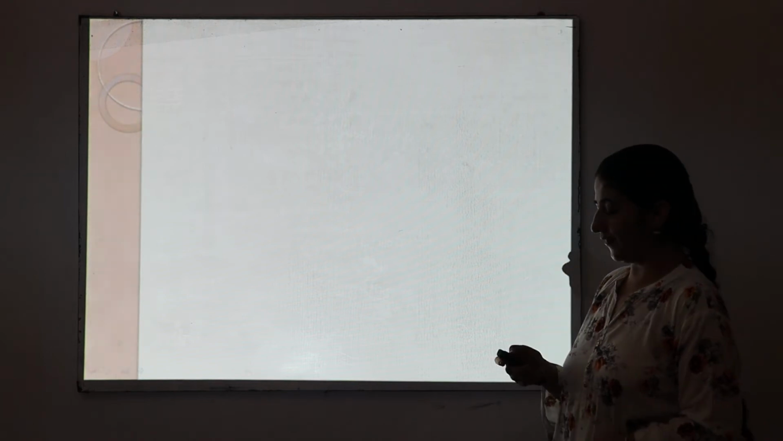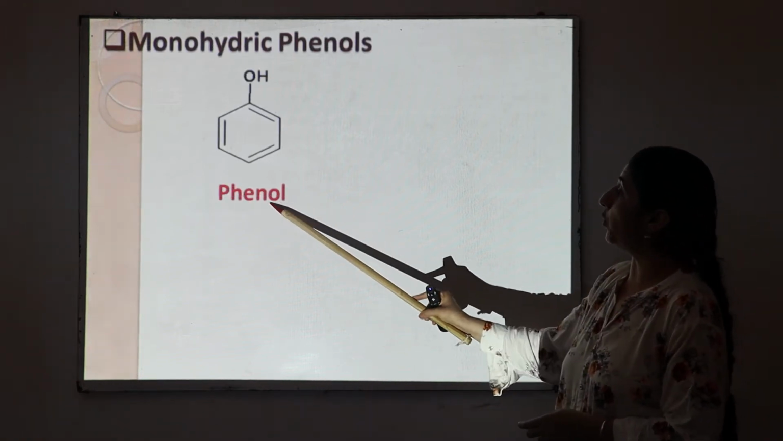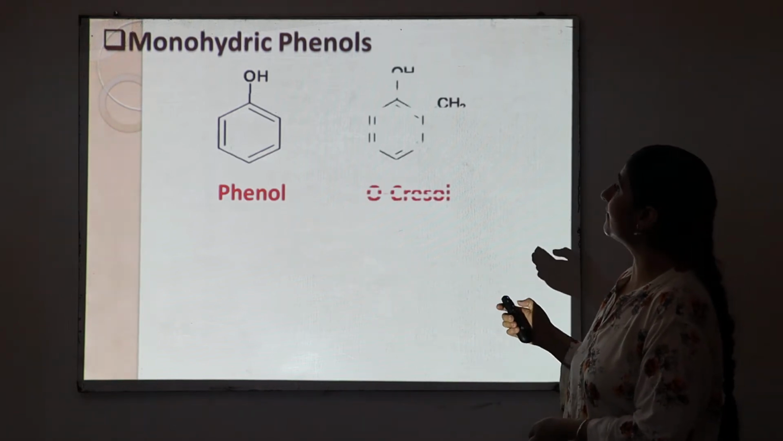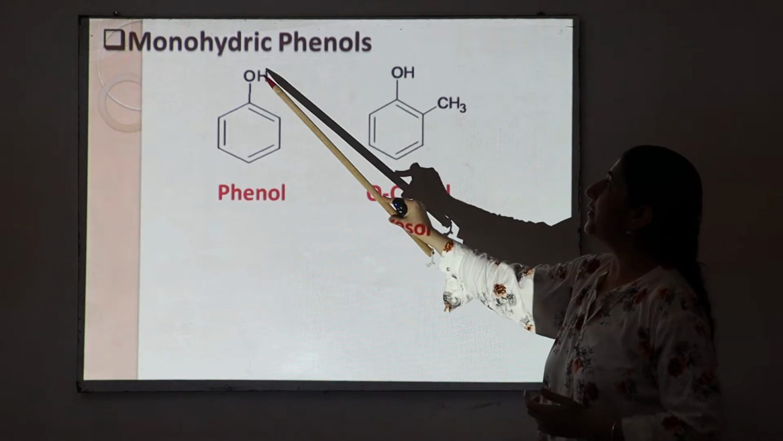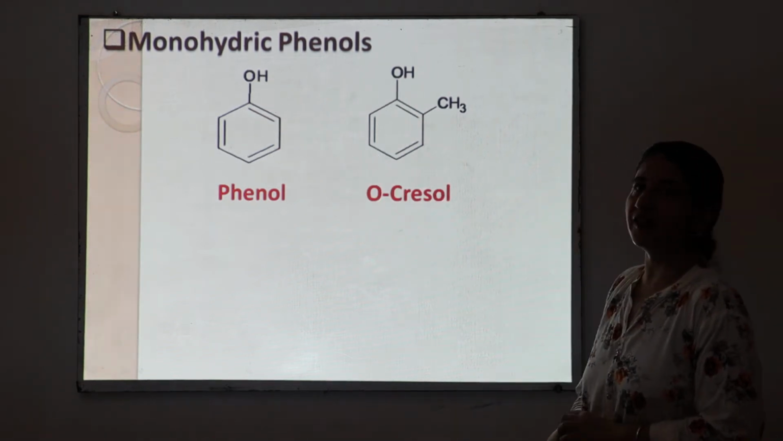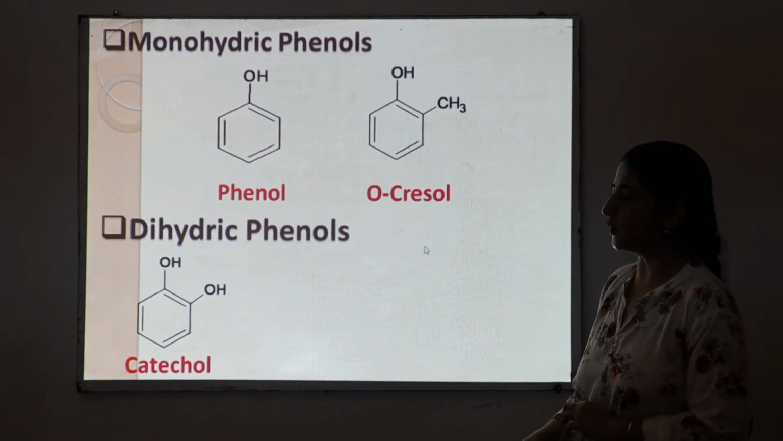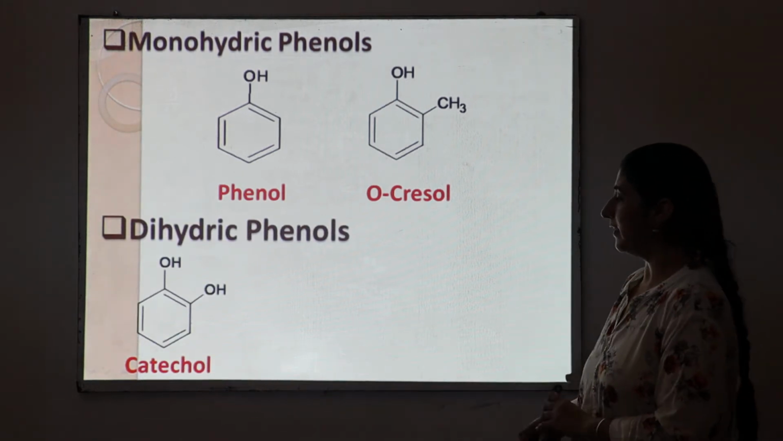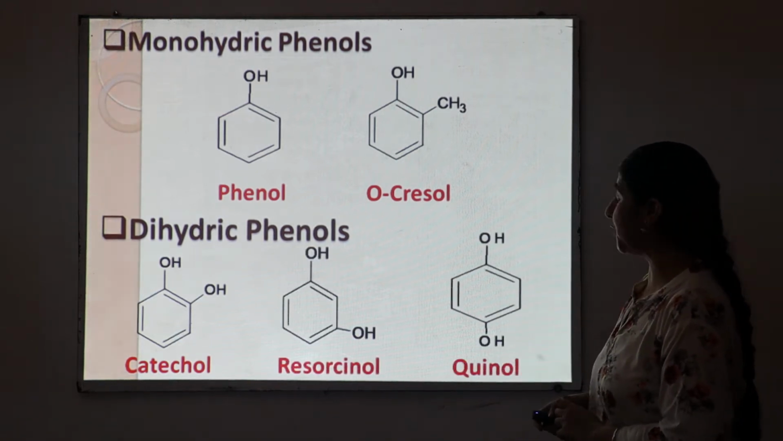dihydric and polyhydric phenols. Monohydric phenols are, number one, phenol and second, cresol, in which only one OH group is attached to the benzene ring. Now the common examples of dihydric phenol: first is catechol, second is resorcinol, and third is quinol.